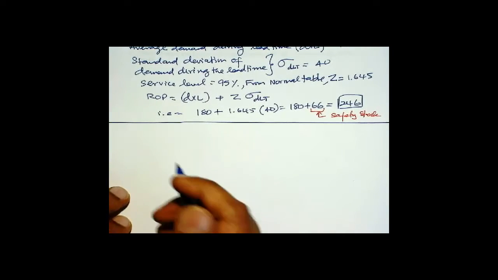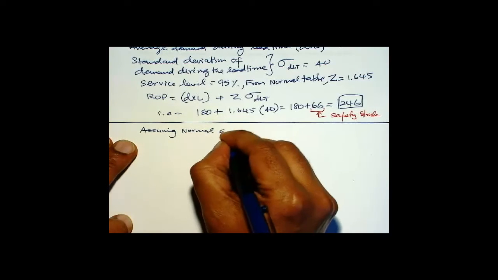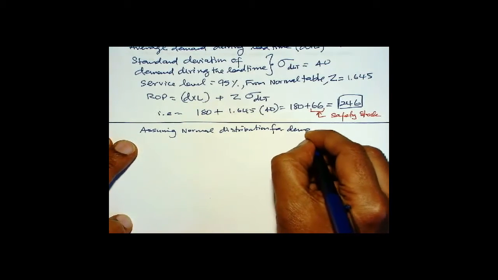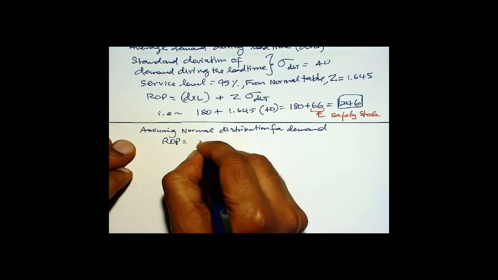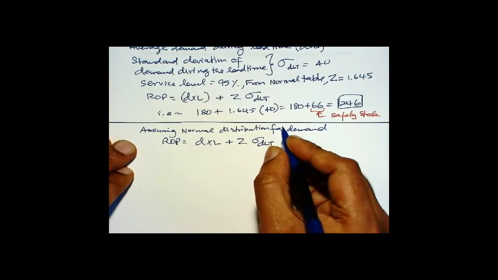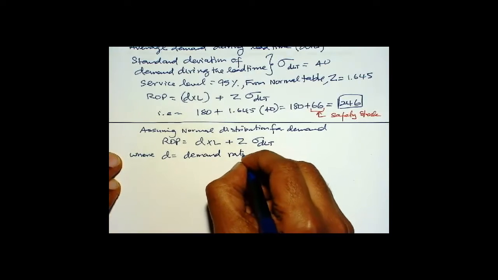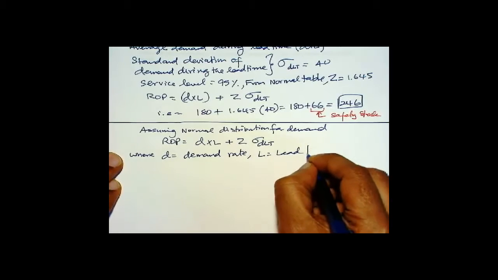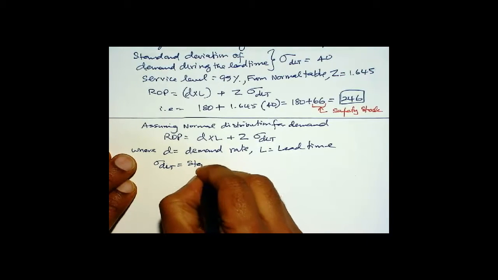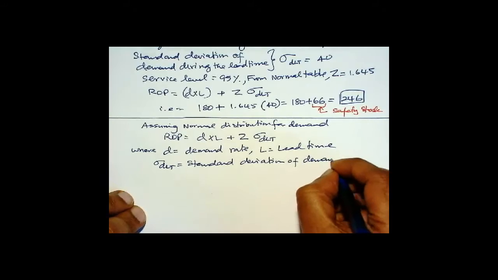So, assuming normal distribution, okay, for demand, ROP is D times L plus Z times sigma sub DLT, where D is demand rate, L is lead time, and sigma sub DLT is the standard deviation of demand during lead time.